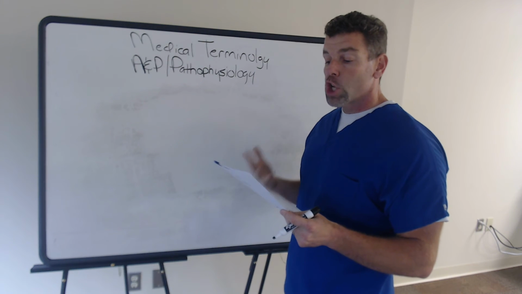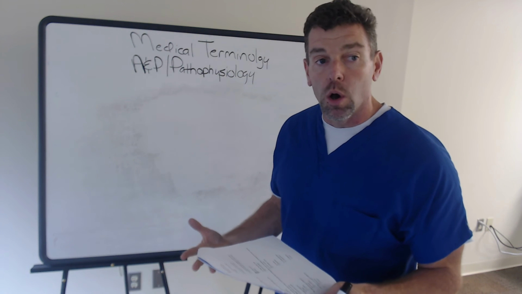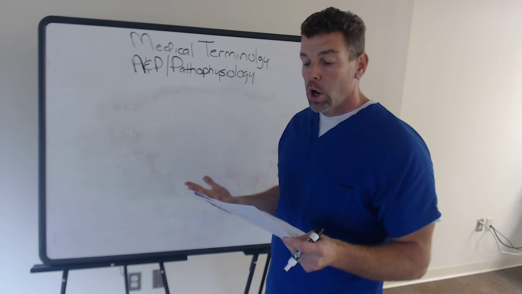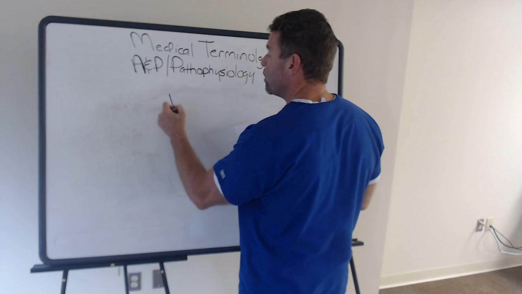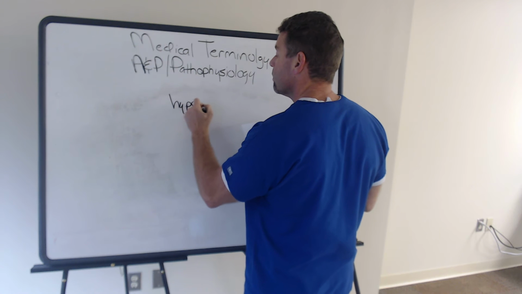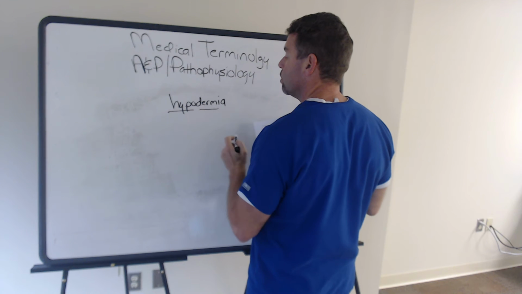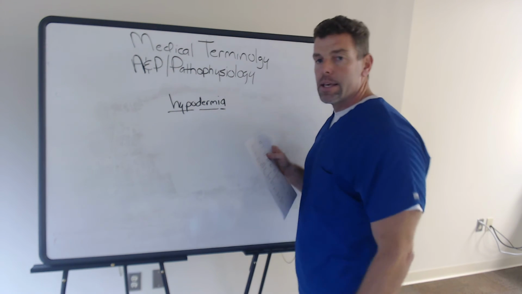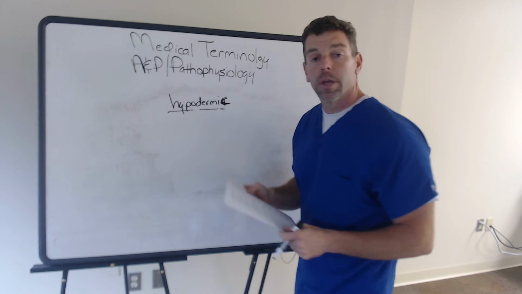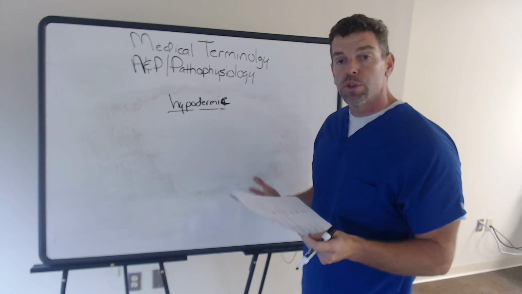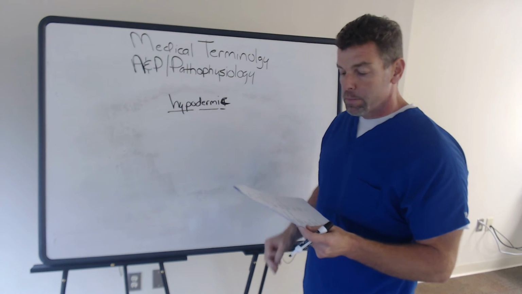A term that means under the skin. Hypo means below. Dermo means skin. IC means pertaining to. So hypodermic means pertaining to below the skin. Ic means pertaining to, hypo means below, dermo means skin.